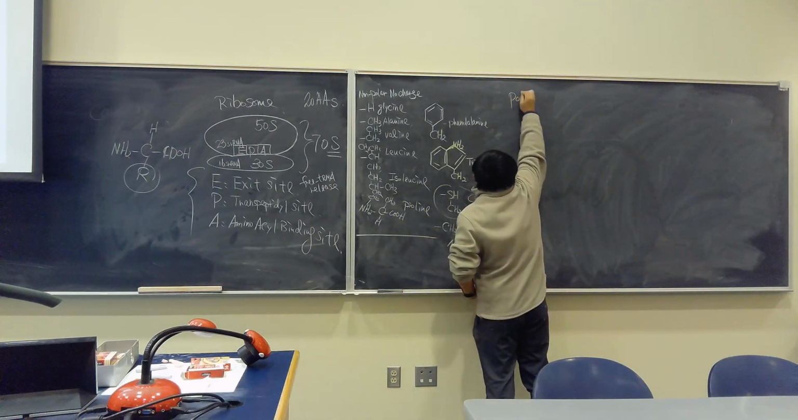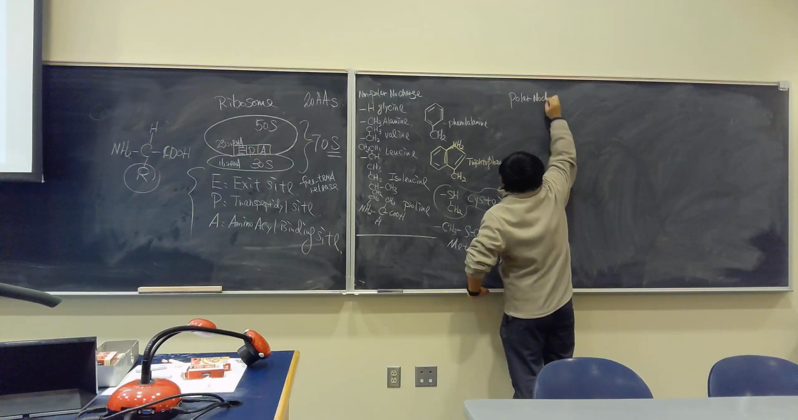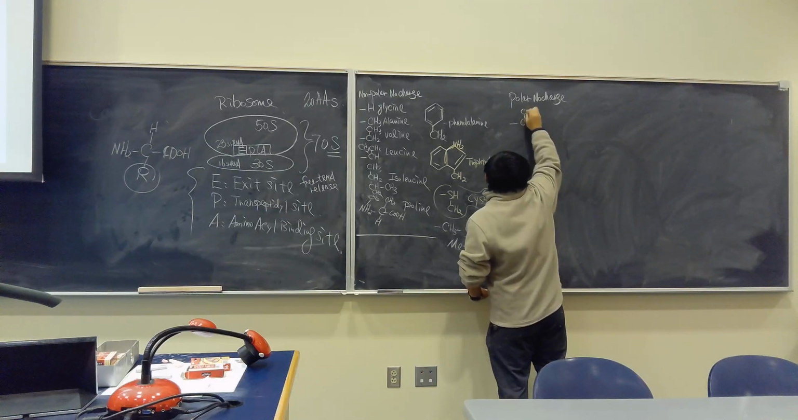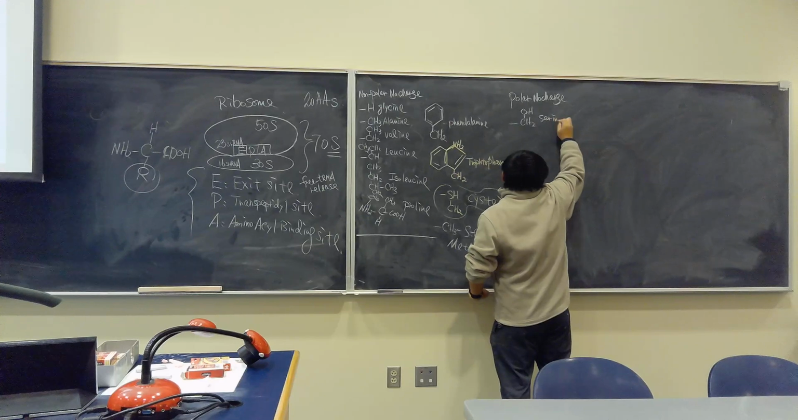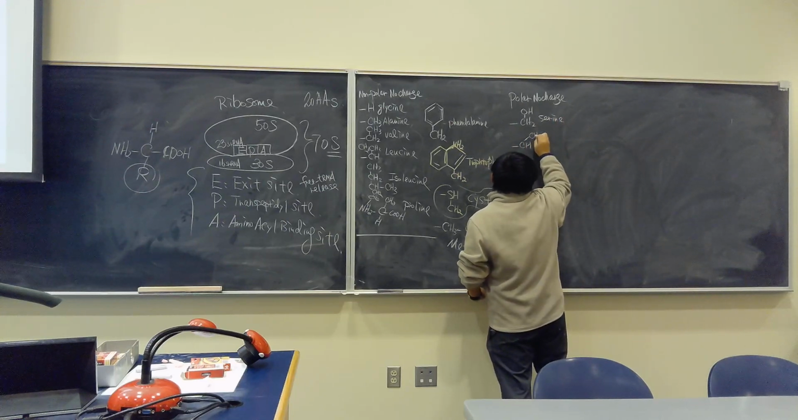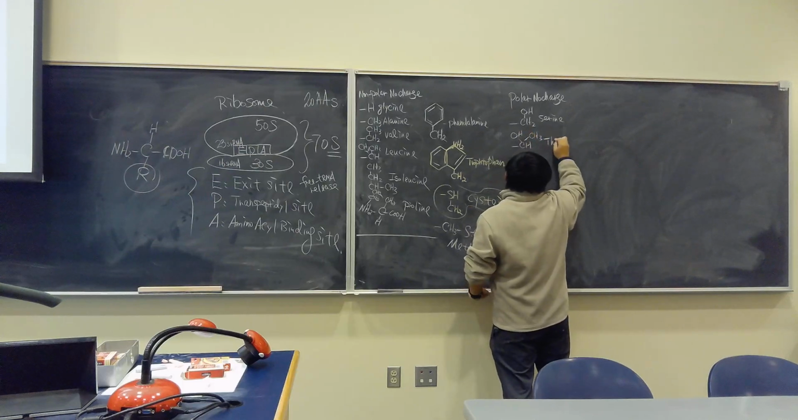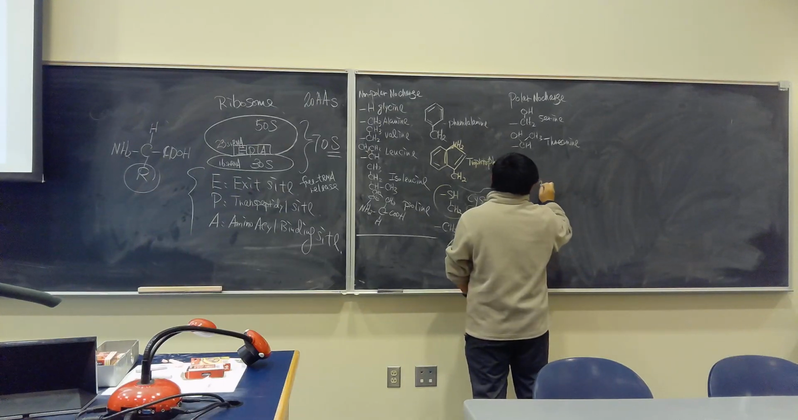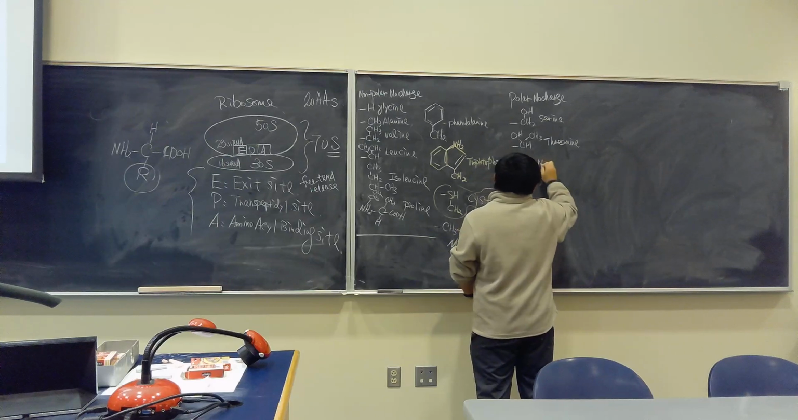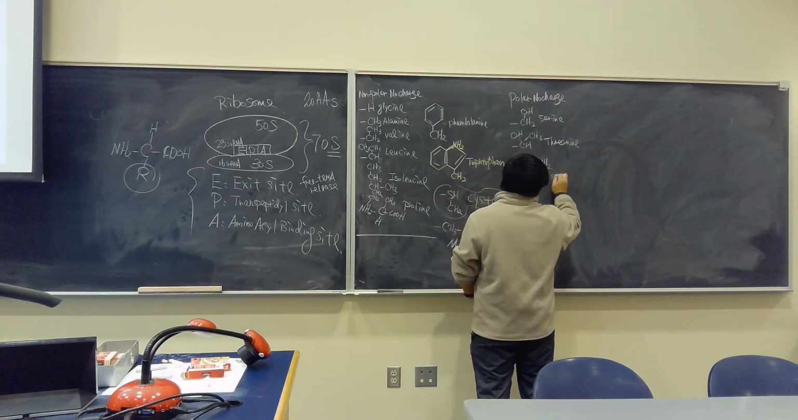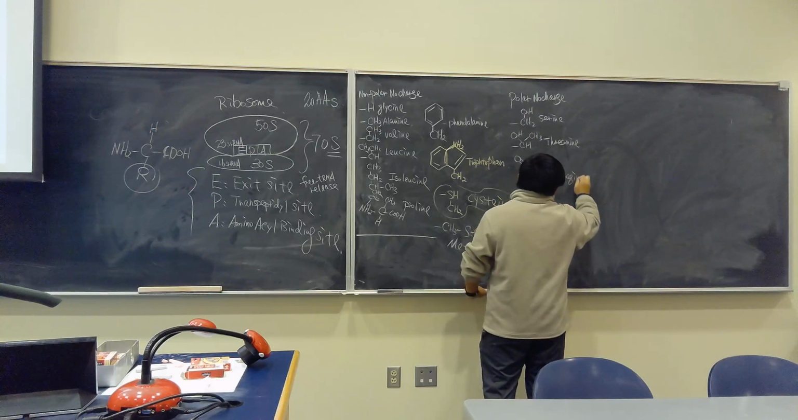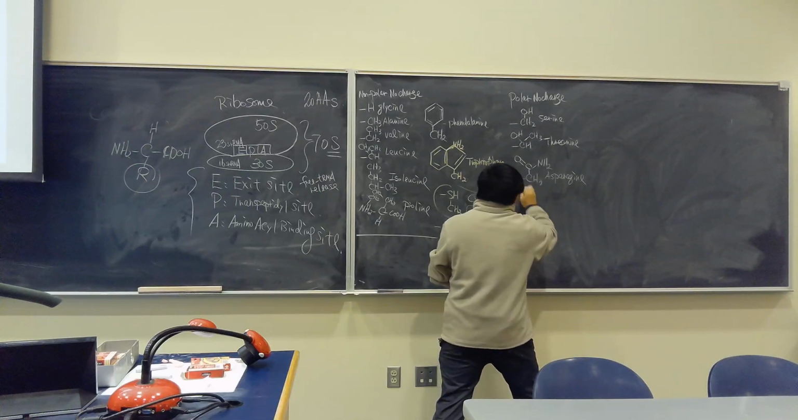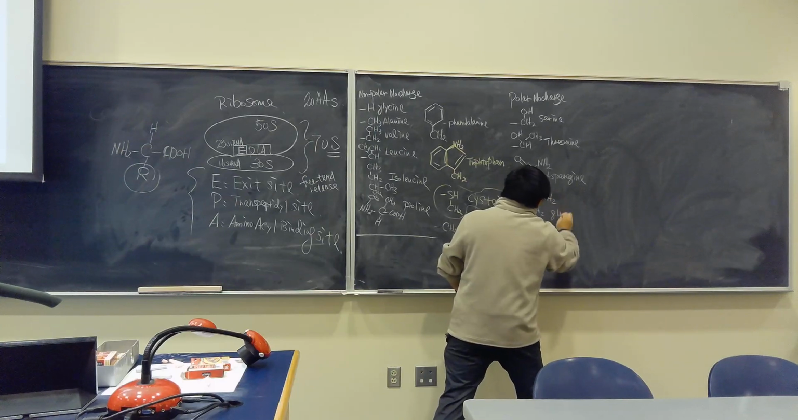Then we go to the second group, polar no charge. The first one, CH2OH, serine. Then we have CH3OH, serine. Then you have CH2CNH2. This is asparagine. Then you have CH2, CH2, CNH2. This is glutamine.